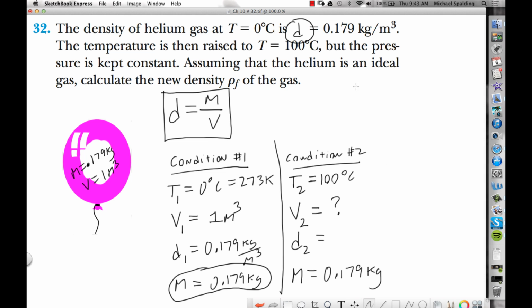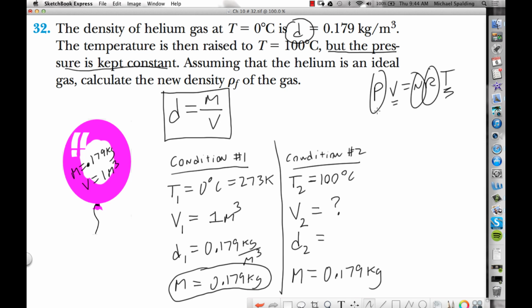So how do we figure out the volume? Well, we have to derive an equation that'll work. You start by writing PV equals nRT. Circle everything that stays constant. Pressure stays constant. They tell us right here, assuming that the helium is ideal, but the pressure is kept constant. So pressure is constant. Volume is not constant. Moles is constant because it's a sealed balloon, a sealed quantity of gas. R is always constant, and then temperature is not constant.